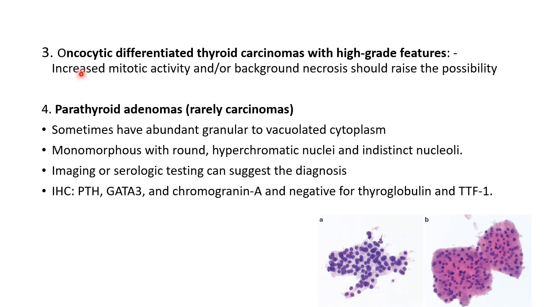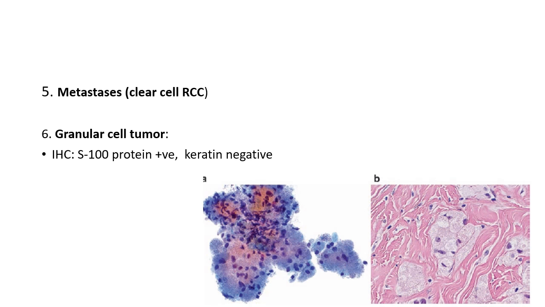Other differential diagnoses are oncocytic differentiated thyroid carcinomas with high-grade features, where increased mitotic activity or necrosis should raise the possibility of high-grade carcinoma, and parathyroid adenomas, which have abundant granular to vacuolated cytoplasm and can be misinterpreted as OFN. In these cases you should look for the nuclear features, look at the serologic testing, and IHC can confirm the diagnosis of parathyroid adenoma. Then certain metastases like clear cell RCC and granular cell tumor can also be confused with oncocytic follicular neoplasms.